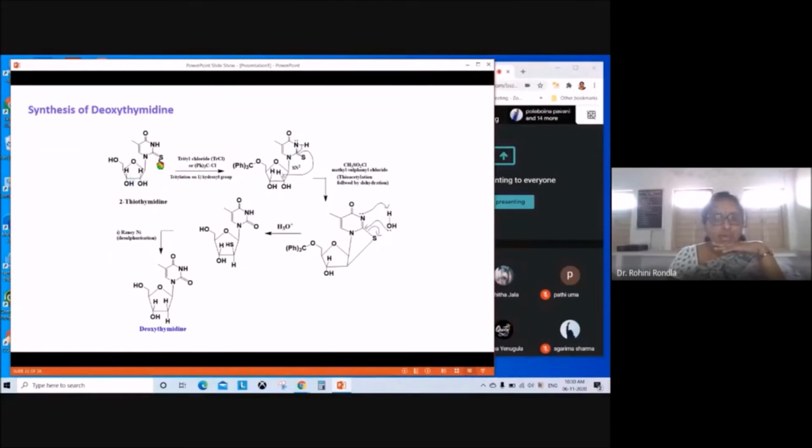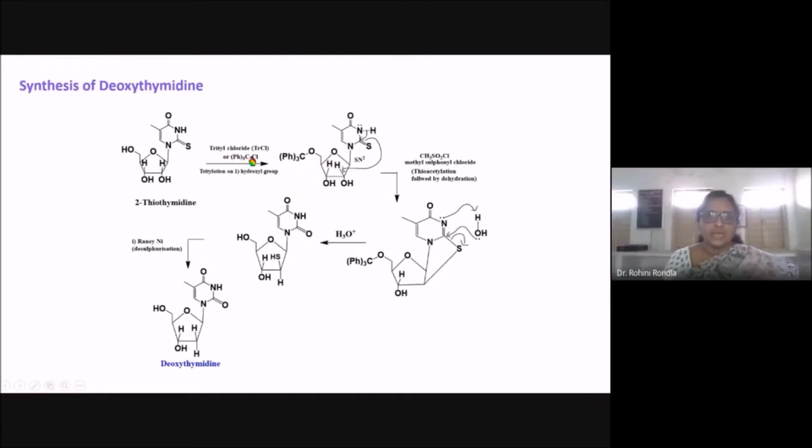See, there is no C double bond O. Instead of oxygen, here we are taking a sulfur group. See this, 1 2 3 4, 2-thiothymidine. The structure has, at the second carbon, not CO but CS, a thio group. So 2-thiothymidine, the name is 2-thiothymidine. And again trityl chloride is added. Trityl chloride, as I told you before, is triphenyl methyl chloride. So just add again trityl chloride.